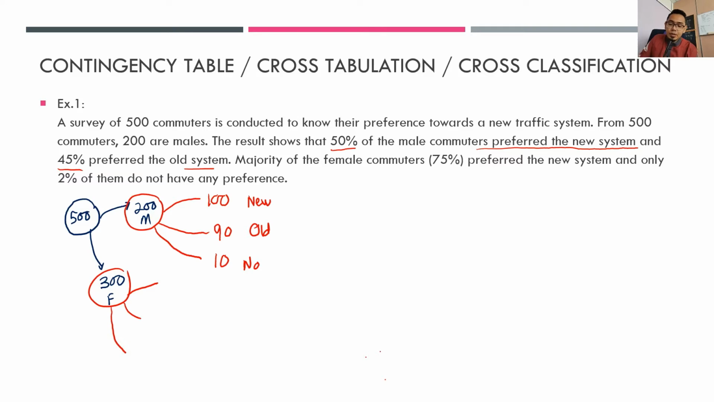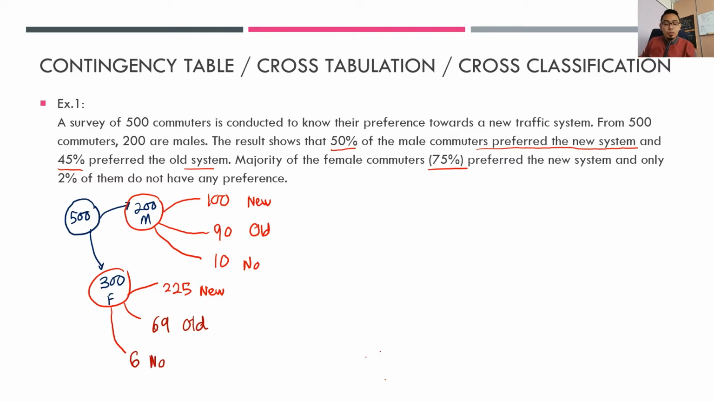So we read the question. Majority of the female, 75% preferred the new system. So you have to calculate 75% of the 300, which would be 225. This one prefers the new system, and only 2% of them do not have any preferences. So you start with the one with no preferences, which is 2%, so 6 people only. Of course, the rest will be 69. The 69 people prefer the old system. So it is something like this.